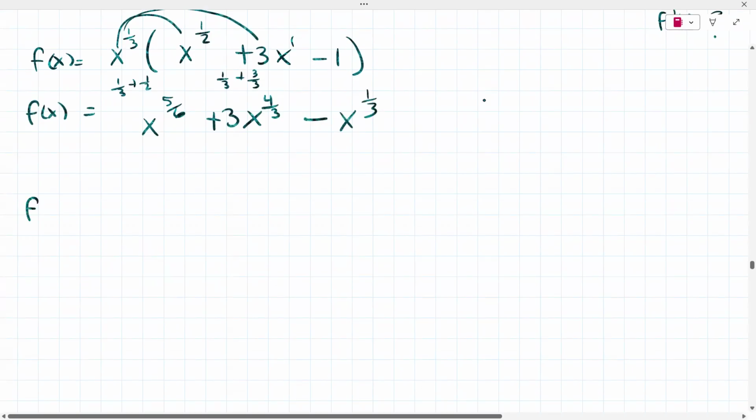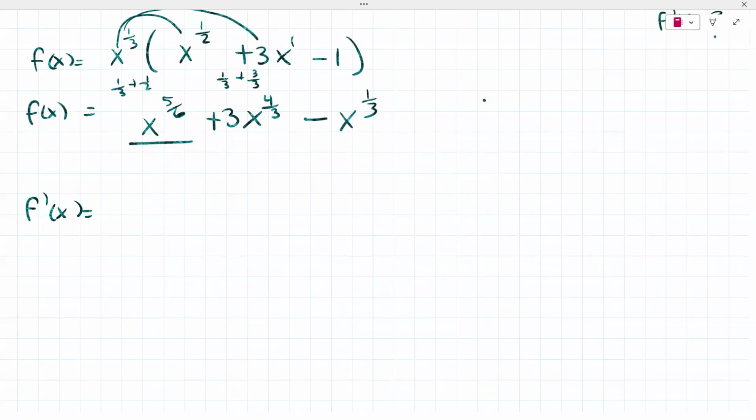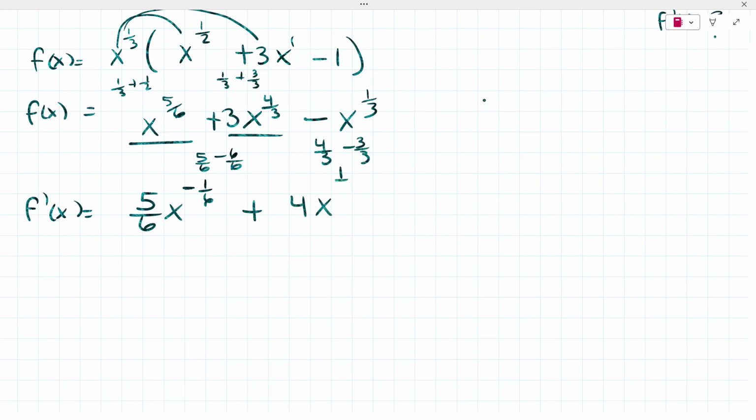And then take the derivative. So what's the derivative of x to the 5/6? You just use the power rule. So this is going to be 5/6 x, and then old power minus 1, so 5/6 minus 6/6. That's -1/6. Plus, what's the derivative of 3x to the 4/3? Power rule again. So what's 3 times 4/3? That's 4x, and then old power minus 1, so that's 1/3. And then we'll derive this, use power rule. So this would be -1/3 x, and then old power minus 1.